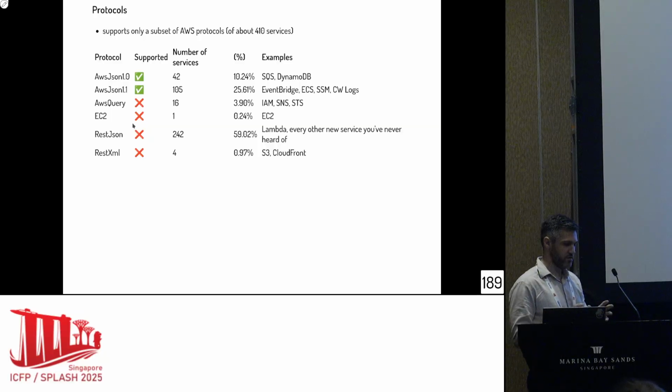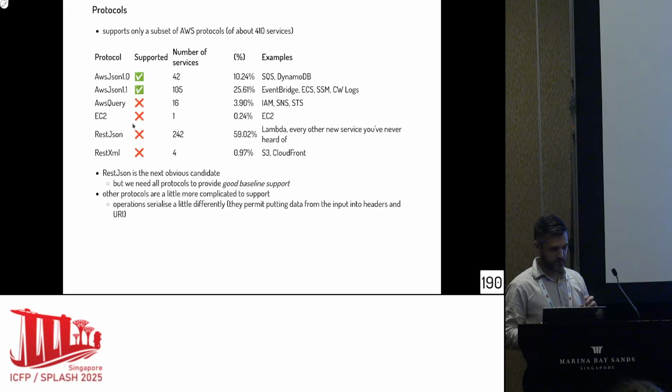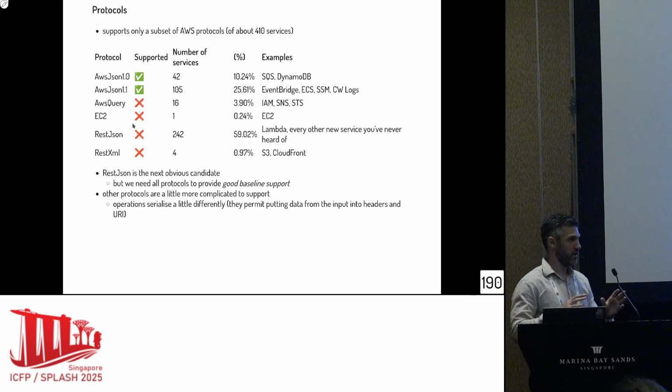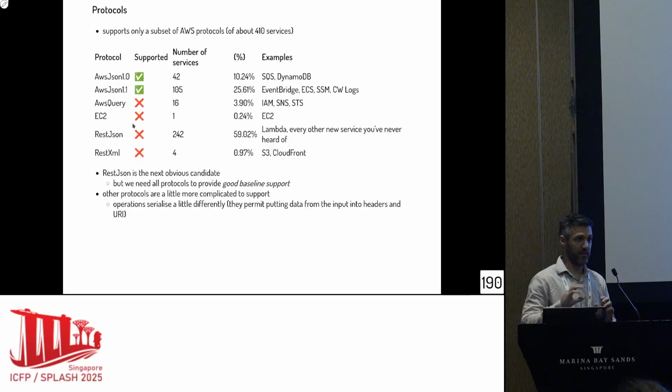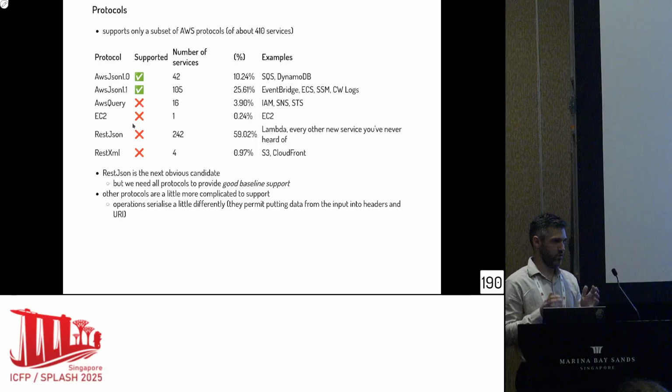One of the complications of supporting some of these protocols is that they all have their own little serialization quirks. REST JSON is quite complicated. It can map things into headers, and your input record can have things pulled out of it, and then when you serialize it, you don't put all the fields in because they've been put, say, in the header, or in part of the URI or something like that.